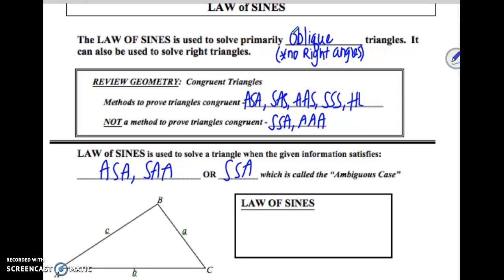The law of sines tells us that if we have a triangle ABC, angle A is opposite of side A, angle C is opposite of side C, and angle B is opposite of side length B. Then the sine of A divided by A is equivalent to the sine of B divided by little b, and it's also equivalent to the sine of C divided by C. This is always the case for any triangle, as long as you are given either angle, side, angle, or side, side, angle.